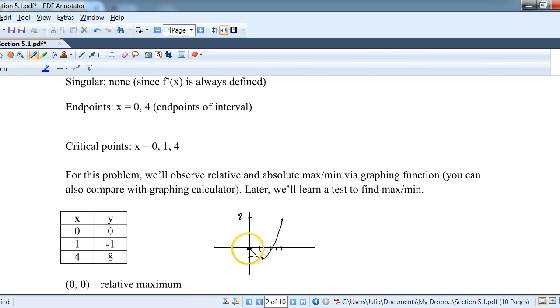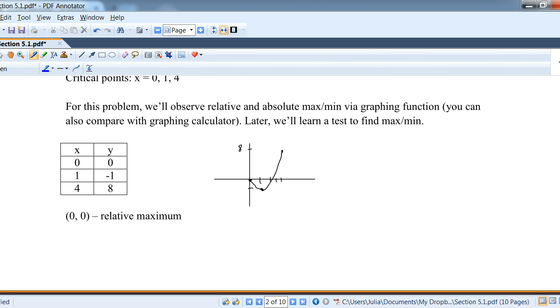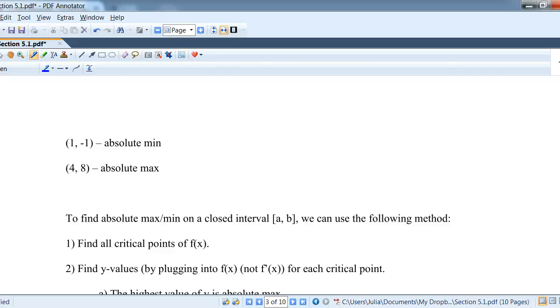It's easy to see that 0, 0, the origin, is actually a relative maximum. Why is it a maximum? Because all the nearby points are slightly lower. It starts decreasing from that point, which is why it's a maximum. Then it's relative because it's not the highest. And then it looks like 1, negative 1 is a relative minimum. And 4, 8 is actually an absolute maximum because it's the highest. So we can essentially classify points if we know how to graph it or look at a graphing calculator.